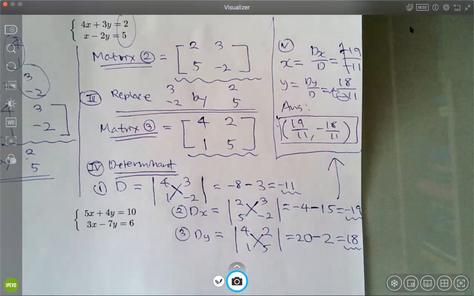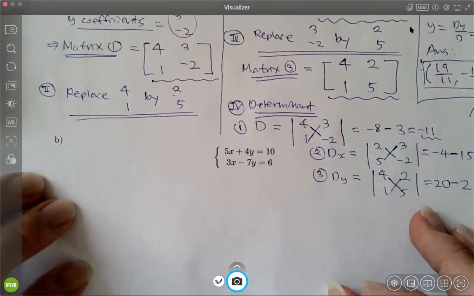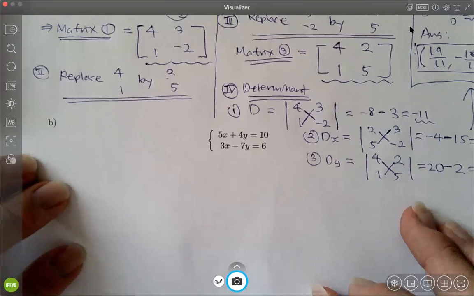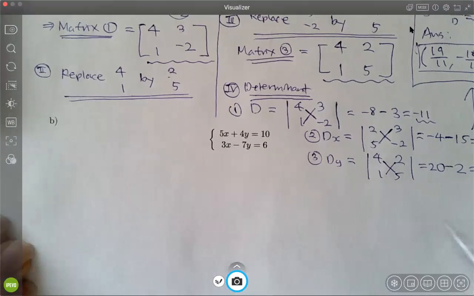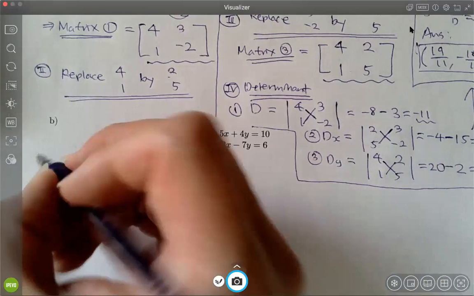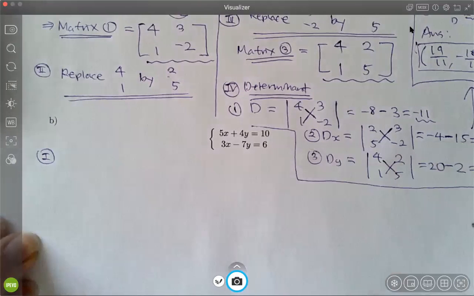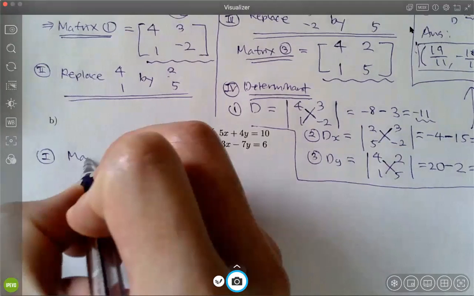Now B. 5x plus 4y equals 10. 3x minus 7y equals 6. Now I might shorten some steps compared to what I did in the previous problem A. So again, what do we do? First, we have to form the mother matrix, right? Matrix number 1.